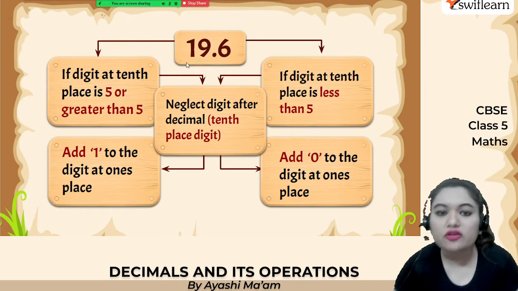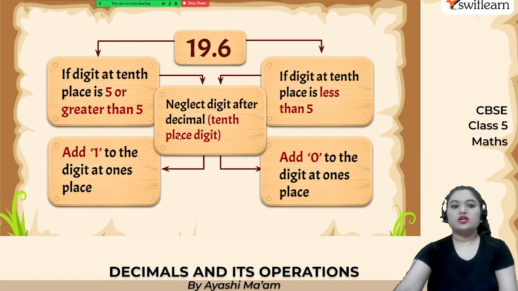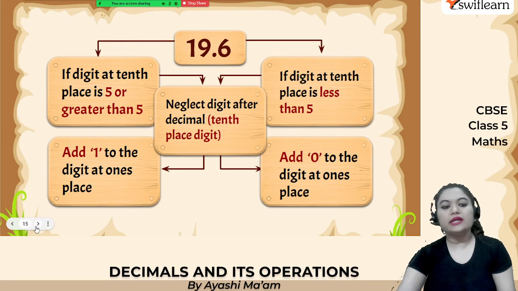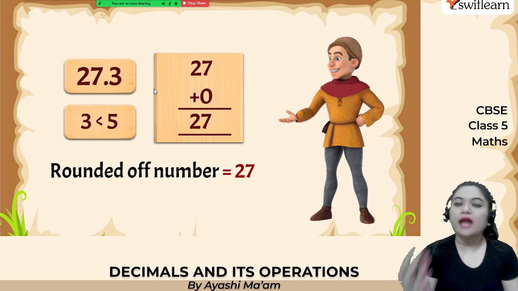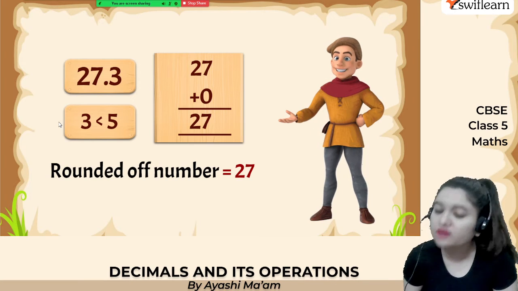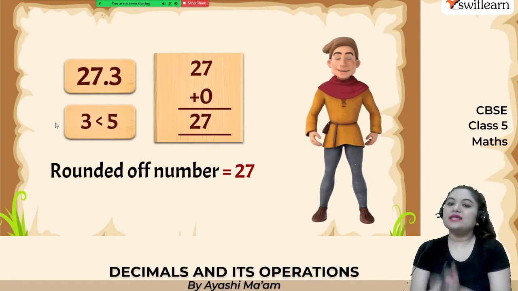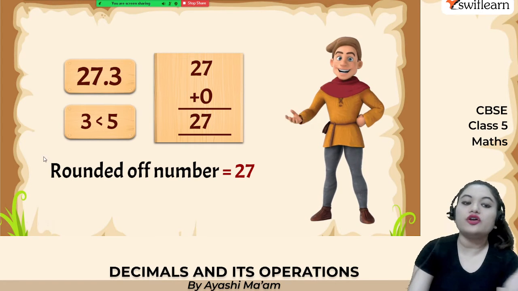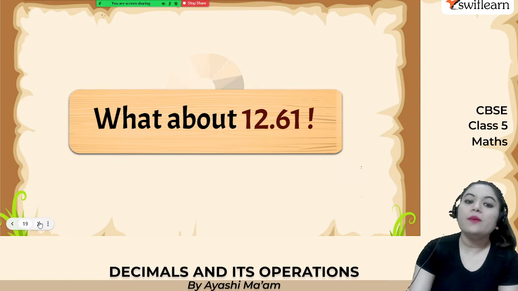So always remember this rule. We are always comparing it with 5. Okay, so always we are taking the ones digit, then looking at the rightmost digit, that means the digit at the 10th place, and comparing it with 5. So if it is less than 5, then we will do no change. If it is equal to 5 or greater than 5, then we will do a plus 1.